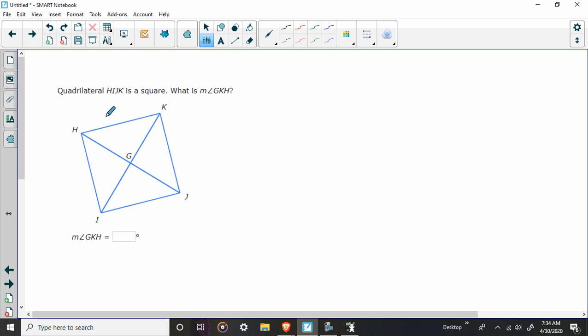Quadrilateral HIJK is a square. What's the measure of angle GKH? So they want to know this angle right here. Well, again, we know since it's a square that this is a 90 degree angle because a square is also a rhombus, right? And we also know that because it's a rectangle, your diagonals bisect each other and they're all congruent. So therefore, same thing that we just saw, these two angles have to be congruent. I've got an isosceles triangle in here. Right, and what do I have to know? 45 and 45, okay?